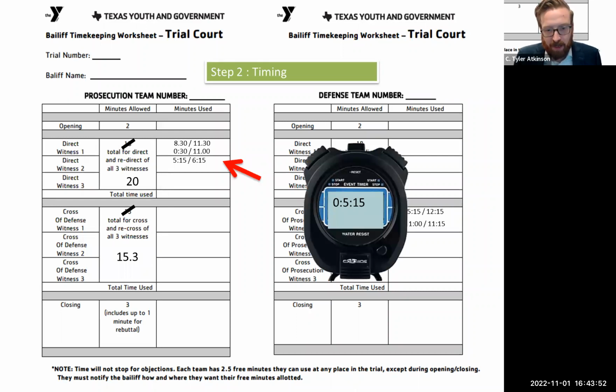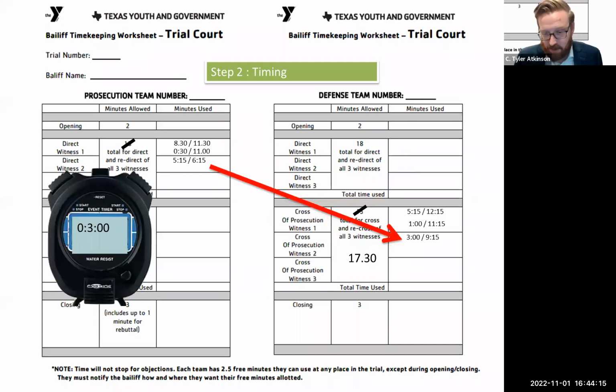We go on to witness 2. The prosecution used 5.25, 5:15. I think that math might have gotten off there. So subtract that out. And then we jump down to recross. They used 3 minutes. Subtract out 3 minutes, we get down to 9:15 remaining. I've shown just with an X here that there was no redirect, which also means there was no recross.